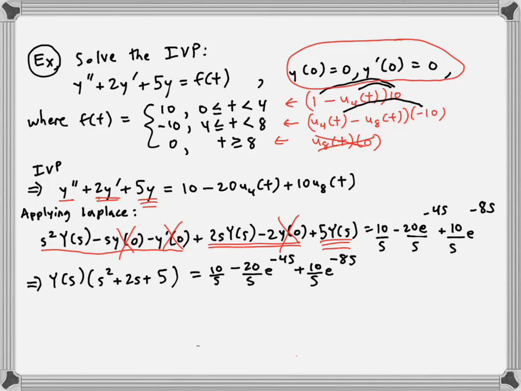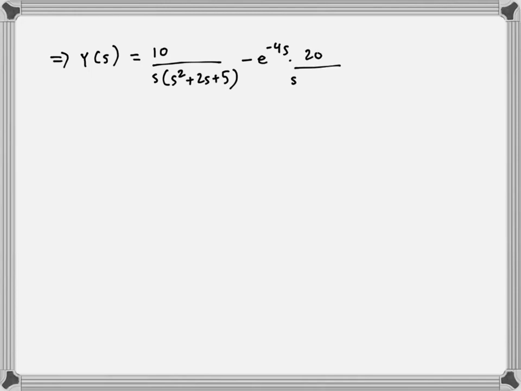So I can now divide the entire thing by s squared plus 2s plus 5, and so I end up with the following. I end up with Y of s is equal to 10 over s times s squared plus 2s plus 5, minus e to the negative 4s times 20 over s times s squared plus 2s plus 5, and then plus e to the negative 8s times 10 over s times s squared plus 2s plus 5.